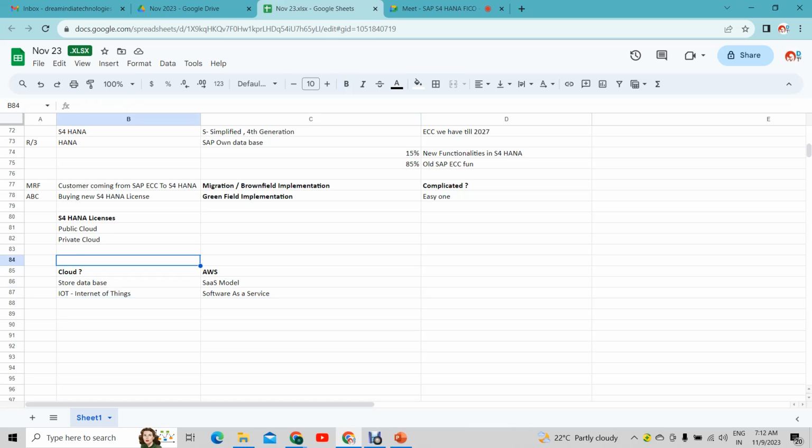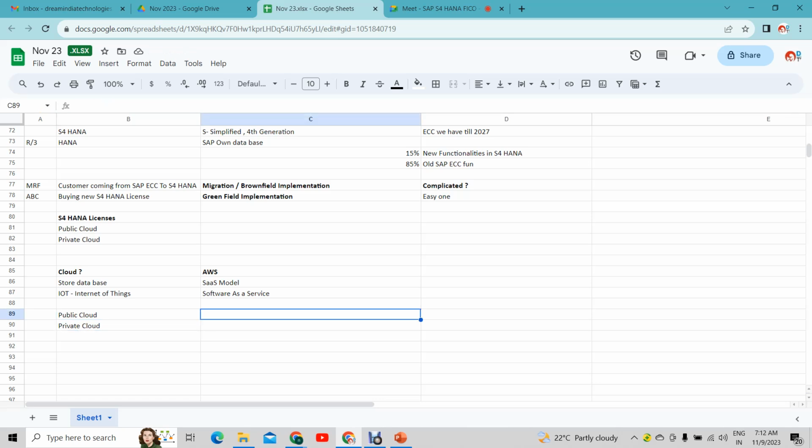Now, in the cloud, we have two things, public cloud and private cloud. We will later talk about how SAP is giving licenses for public cloud and private cloud. In general, let's talk about what is a public cloud and what is a private cloud. It's mostly a generic meaning: public, you have private. What is meant by public? Shared service, right? What is meant by private?